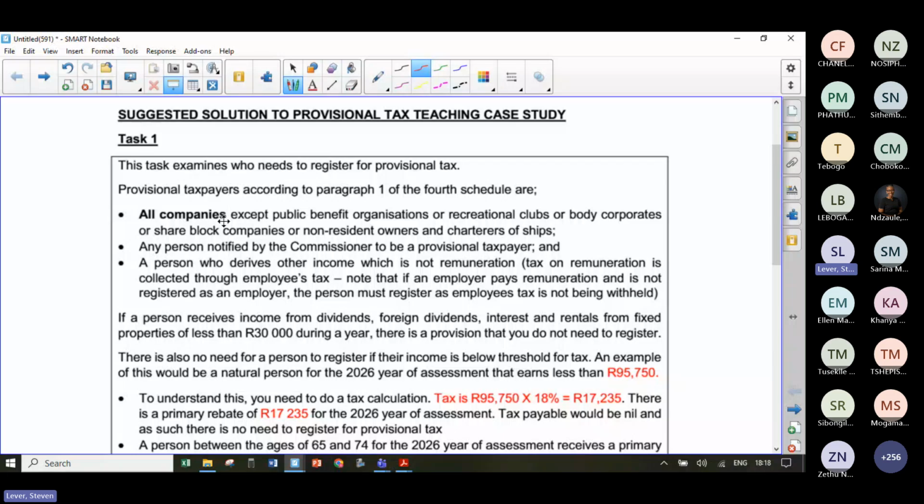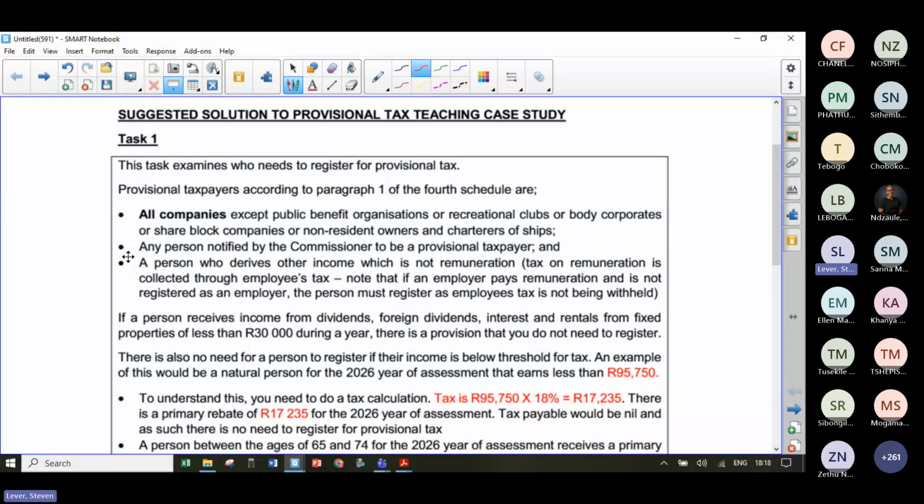So it says provisional taxpayers according to paragraph 1 of the 4th schedule are all companies except PBOs or recreational clubs or body corporates or share blocks. So all companies need to register as a provisional taxpayer. Is it possible for you to get a company in this test? Absolutely, because we're doing topics 1 to 4. So you could get a little bit of provisional tax on a company, and there's a little bit inside this case study. So all companies are provisional taxpayers.